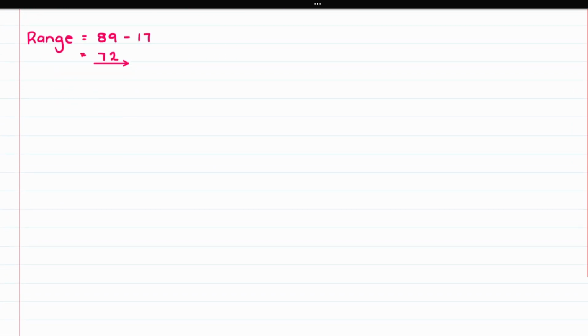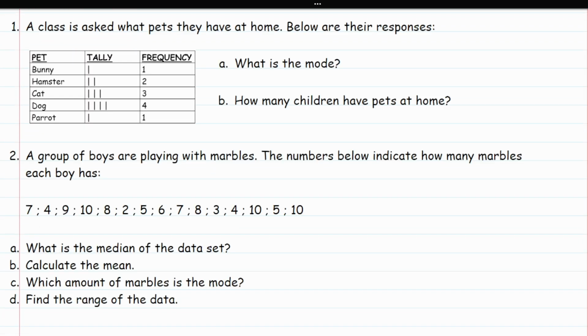So let's recap by pausing the video and trying the next 2 examples on your own. For question 1, a class is asked what pets they have at home. Below are their responses. A wants us to find the mode. The highest frequency is 4, which means that the mode is dog. B asks how many children have a pet at home. To solve this, I need to add my frequency together, and that gives me 11 children.